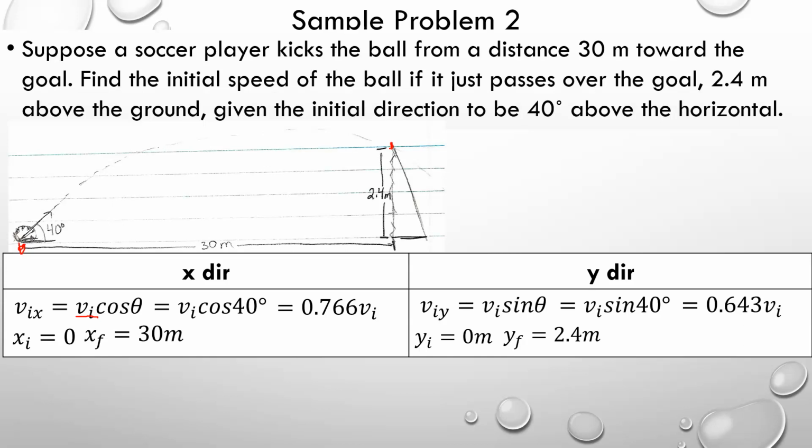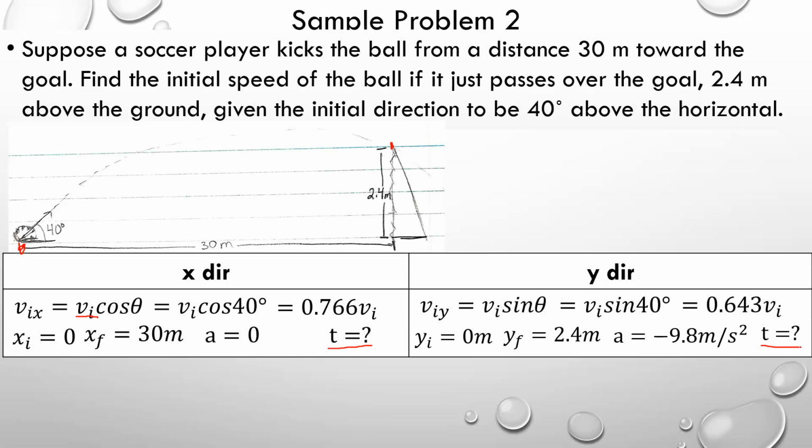What else do we know? Well, we know that the acceleration in the y direction is negative 9.8 meters per second squared. We know that the acceleration in the x direction is 0. We don't know the time in either direction, but we do know that at this point, it'll be the same amount of time in both the x and y directions. So these two times are equal.